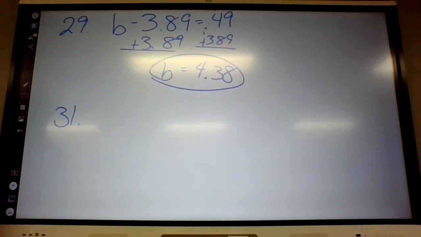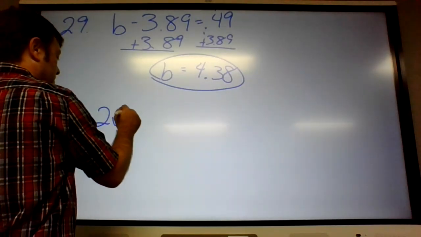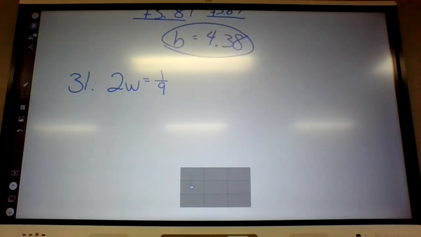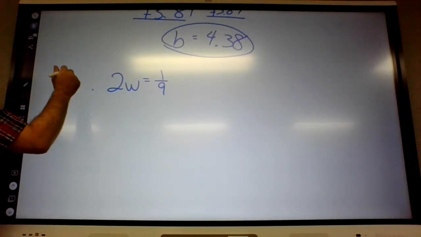Let's see, where are we going? 40? Two W equals 1/9. Alright, Gracie. Oh, oops. Alright, well, I've got it up here, so let's go ahead and do this one.